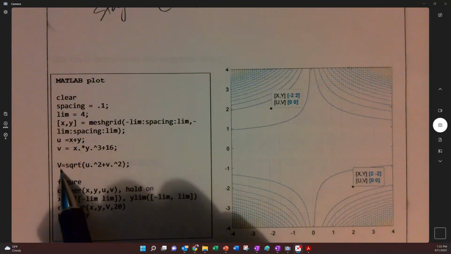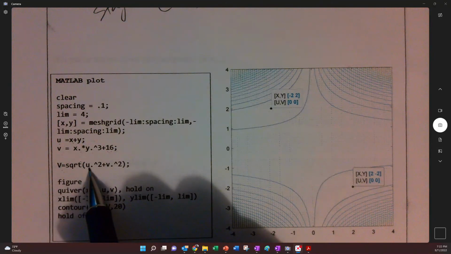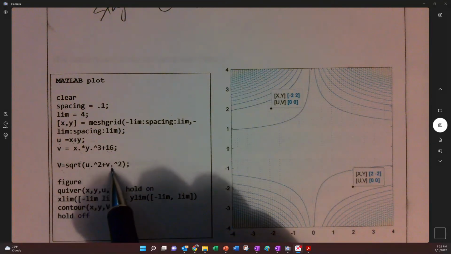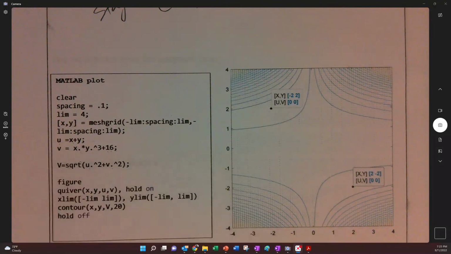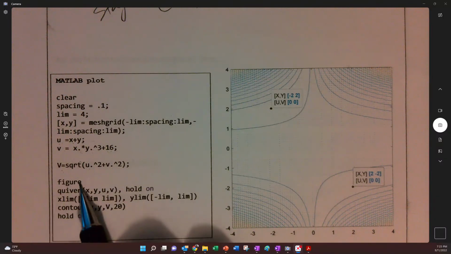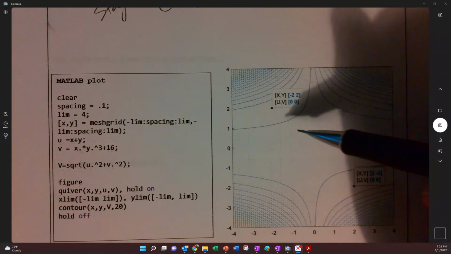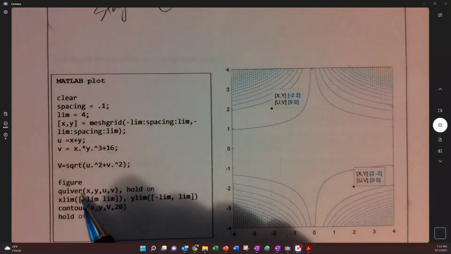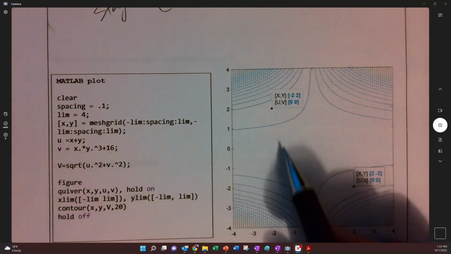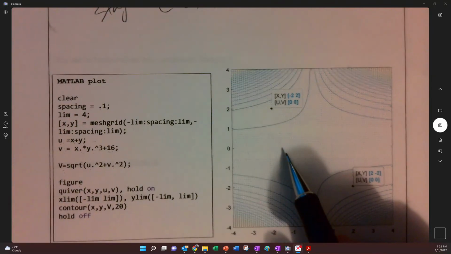And then I also found the velocity as the square root of the magnitudes of these two components right here. So first off, I plotted it out, and it's tough to do. I tried it with a bunch of different spacings, but it's hard to see. But I did a quiver, and these are all little tiny arrows right there.